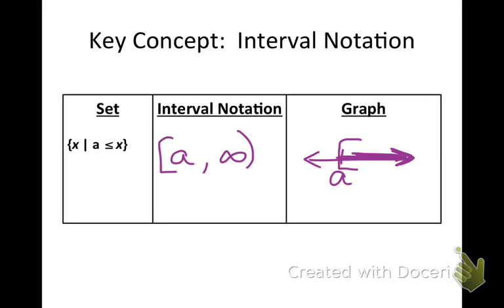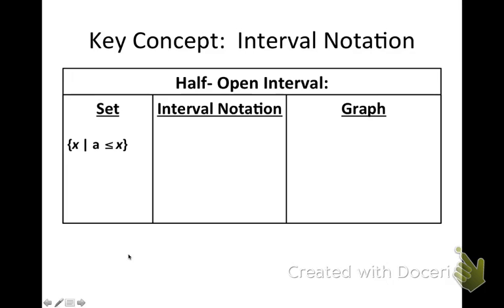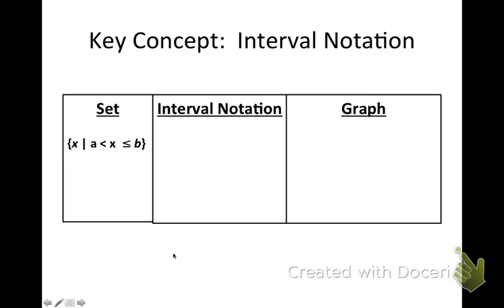What about the second one we did, where A is less than or equal to X, less than or equal to B? That's just going to change for our interval notation. Oh, hold on, I didn't do both of them. What would this look like? Let's do all three different variations.